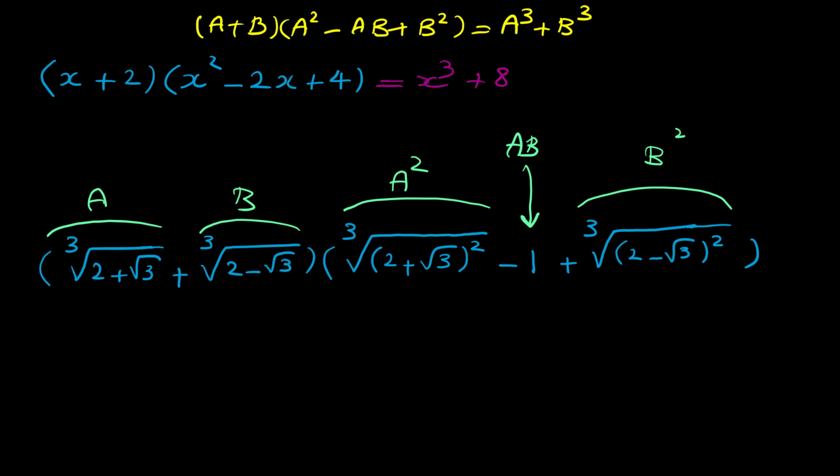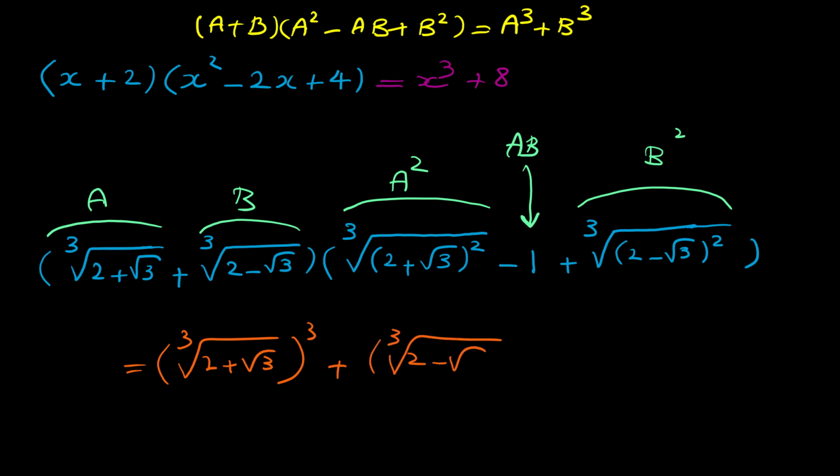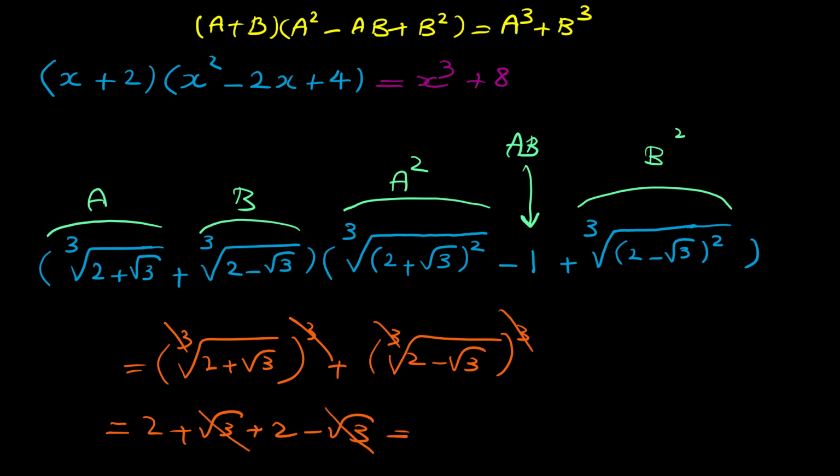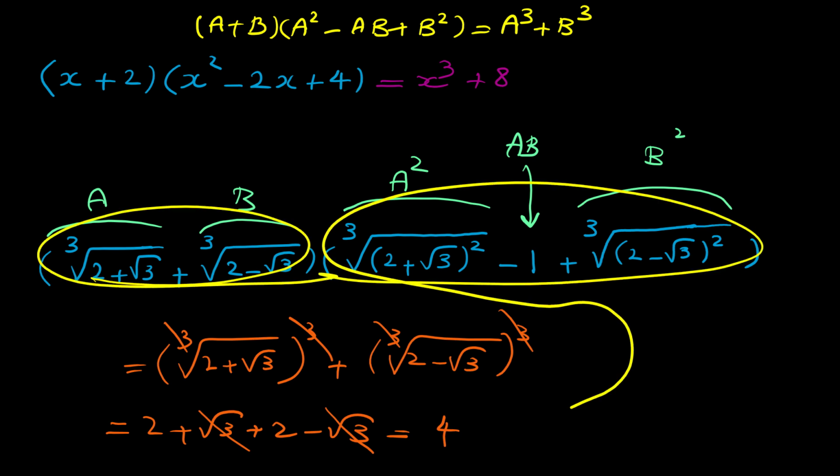So the answer is the cube root of 2 plus radical 3 to the power of 3, plus the cube root of 2 minus radical 3 to the power of 3. The power 3 and the cube root cancel, the power 3 and the cube root cancel, then we have 2 plus radical 3 plus 2 minus radical 3. Radical 3 and radical 3 cancel, 2 plus 2 is 4. So the answer of multiplying this expression by this expression is 4.